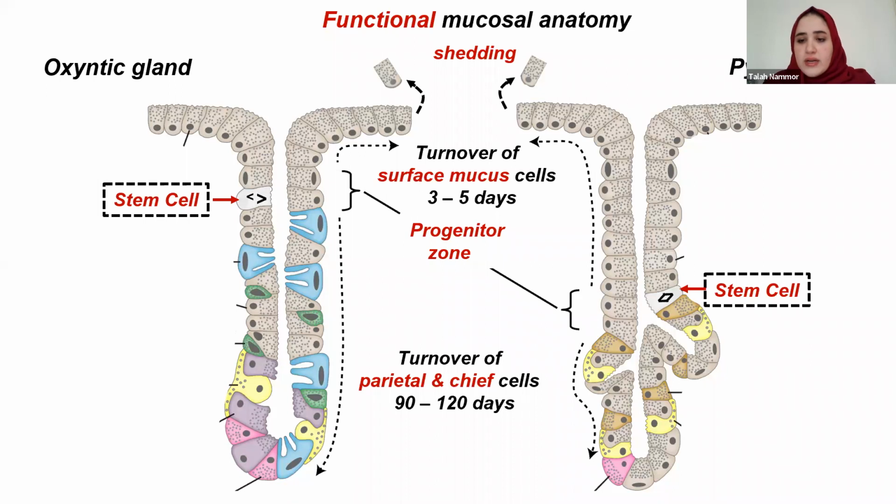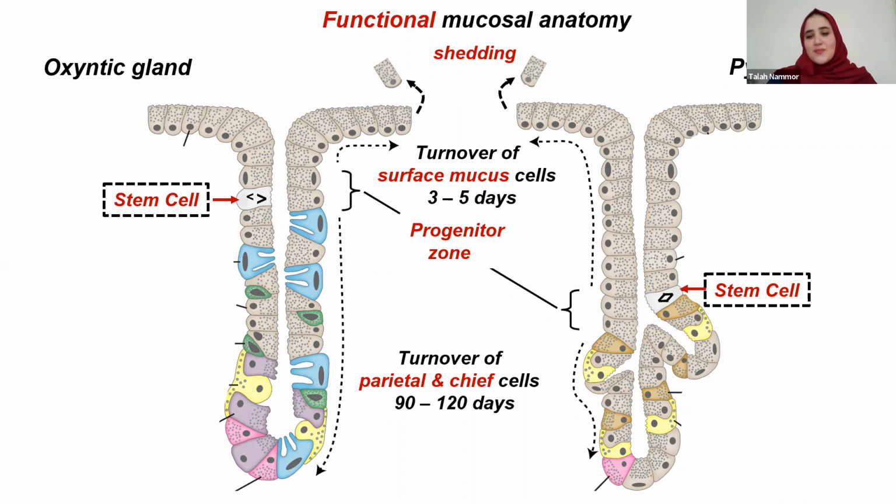Okay, so someone asked, why do parietal and chief cells have a longer lifespan? They have a longer lifespan because, as you can see here, they are at the lower end. They're not as exposed to the gastric secretions, the enzymes, and all of the acid. So they're more protected. And I think God made them in a way that they can bear the environment much more compared to the surface mucus cells. Does that answer your question, or shall I say anything else?